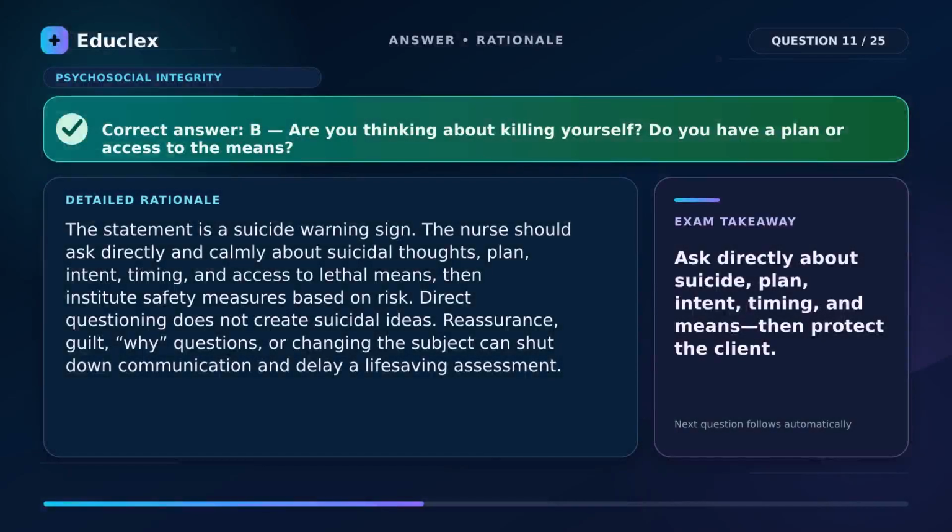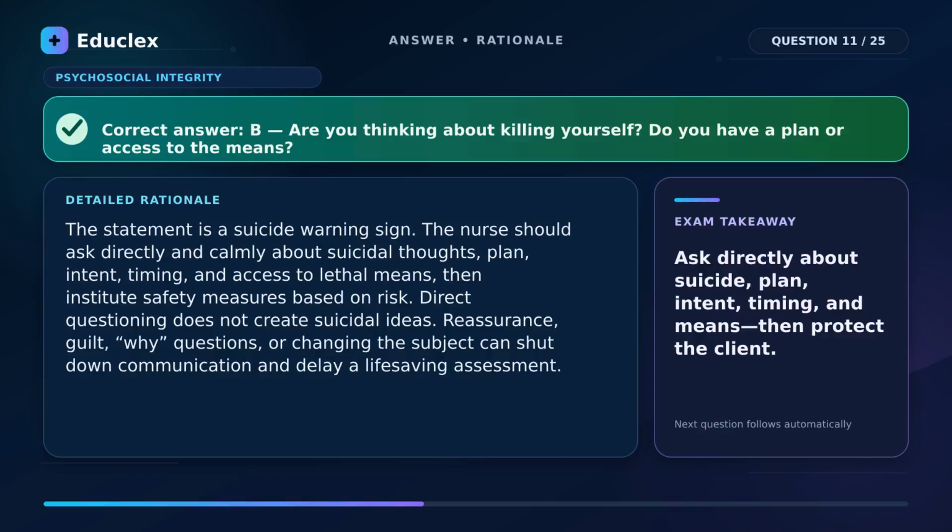The correct answer is B. Are you thinking about killing yourself? Do you have a plan or access to the means? Here is the rationale. The statement is a suicide warning sign. The nurse should ask directly and calmly about suicidal thoughts, plan, intent, timing, and access to lethal means, then institute safety measures based on risk.